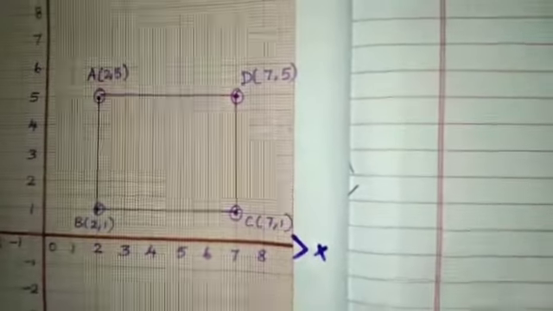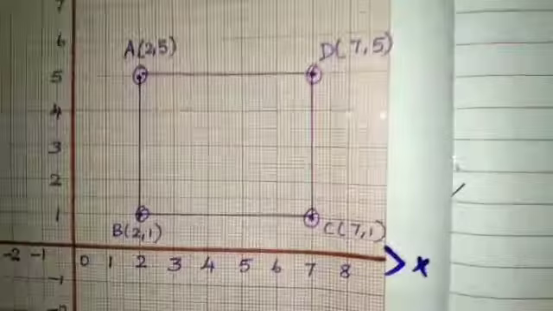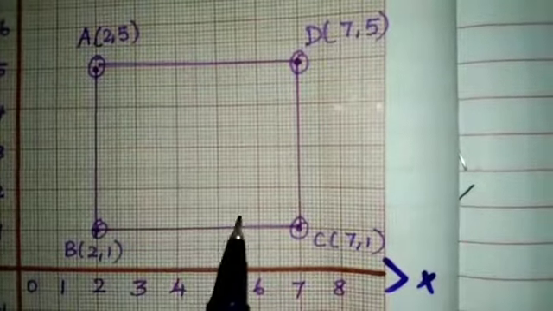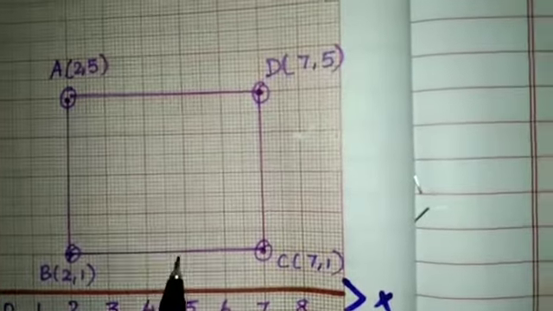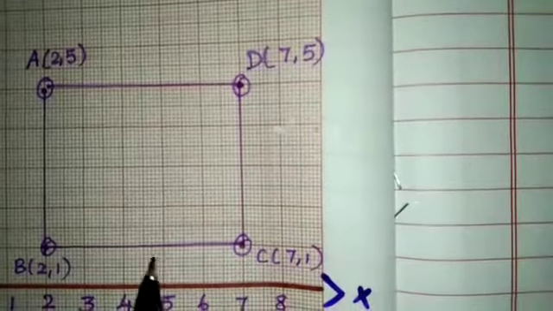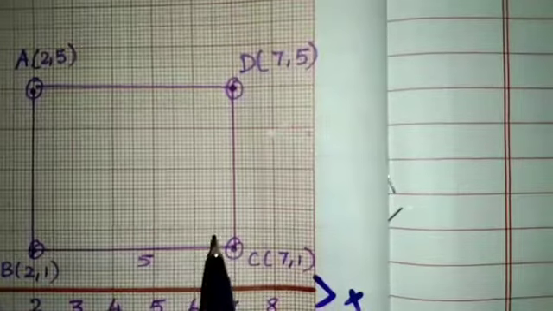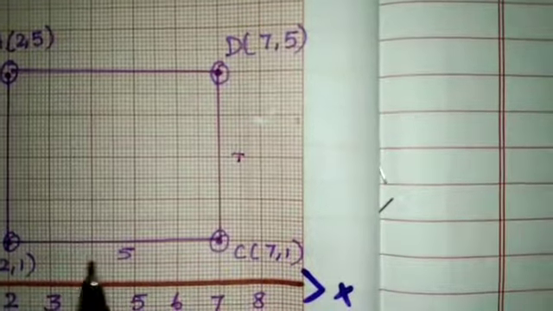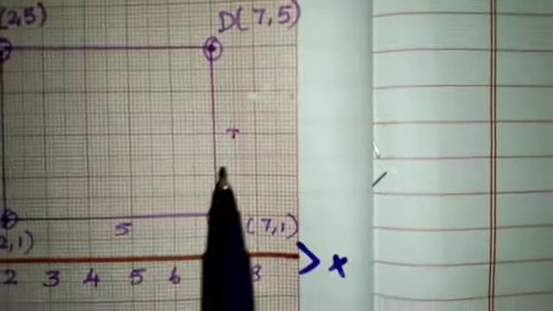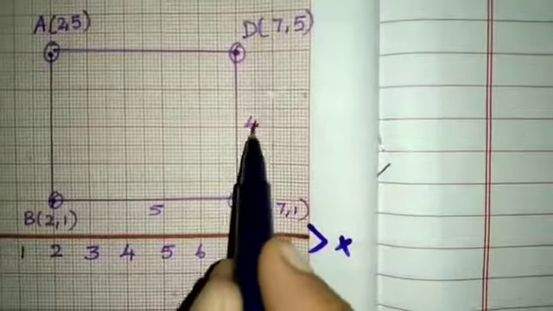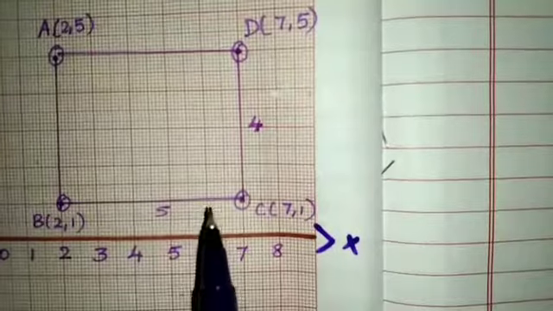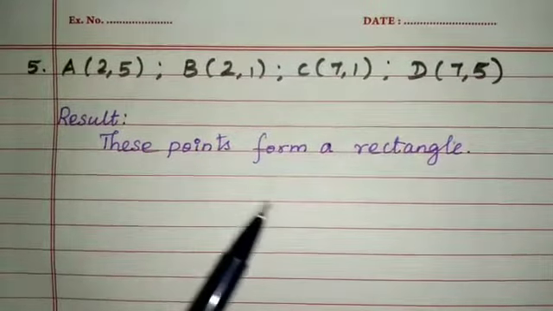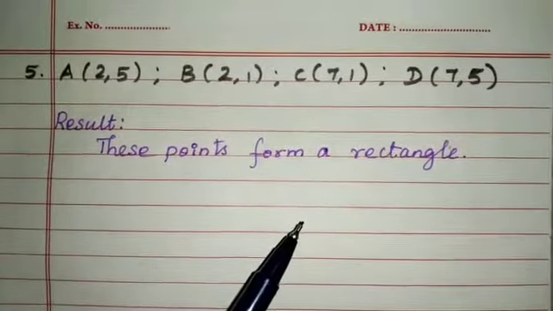Now identify the figure. First count the lengthwise squares. 1, 2, 3, 4, 5. So lengthwise 5 units. Breadthwise 1, 2, 3, 4 units. So here length and breadth are different in measure. So these points form a rectangle. Result: these points form a rectangle.